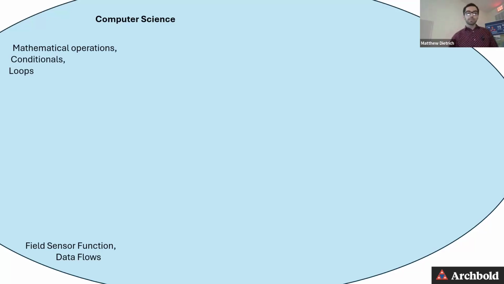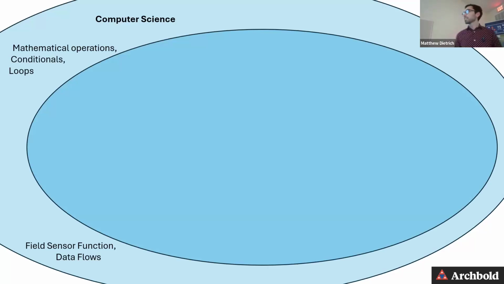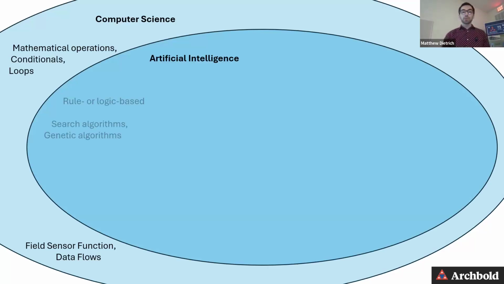And then if we move one step further, a little bit more complicated, we're getting into artificial intelligence. At its most basic, this can be rule or logic-based decision-making. Some examples of this would be search algorithms or genetic algorithms, or just general optimization problems. How we use this here at Archbold is our auto-flagging of our weather data. Basically there are rules that are applied that show us whether or not we need to go back and manually review some of our data.